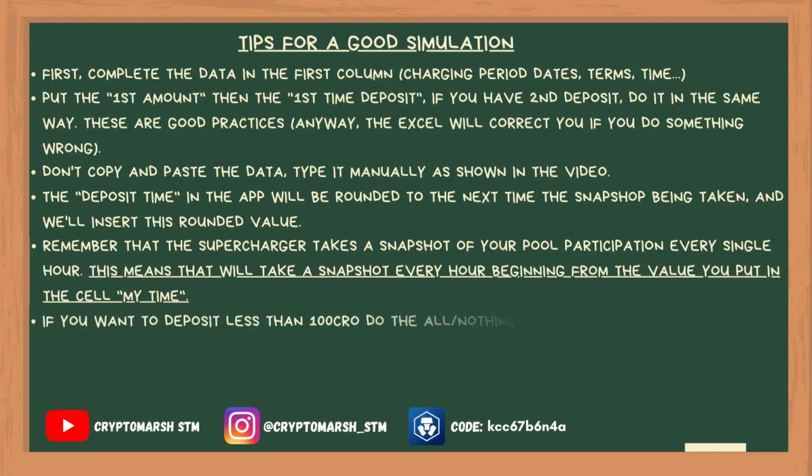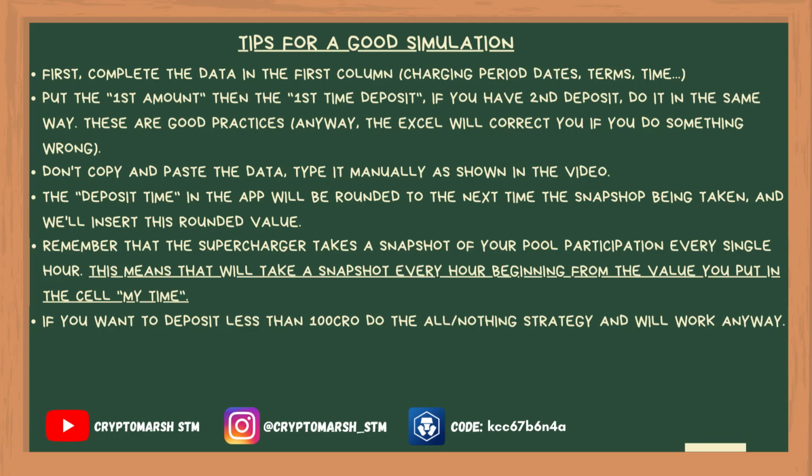Number 6. If you want to deposit less than 100 CRO, which is the minimum deposit, with the all or nothing strategy, you will be able to do it, because you will withdraw and you will deposit more than 100 CRO.